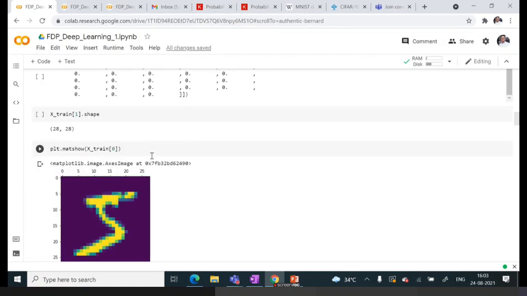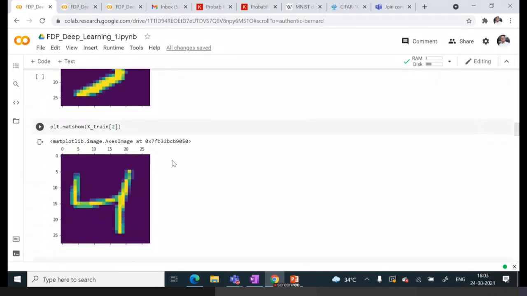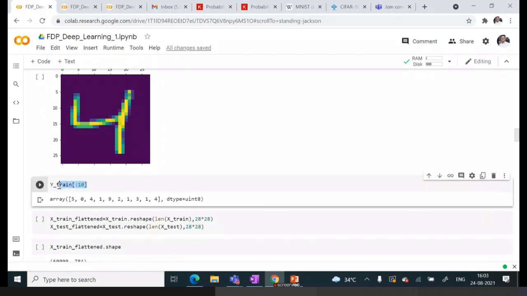And if we print the very first image, it will look like this. You can see it's 5, right? The second image is 4, like that. And if we print the first 10 entries of ytrain, we will get the first 10 correct labels corresponding to our training data. That means the first image is of 5, the second image is of 0, the third image is of 4, and so on. The index value starts from 0, right?